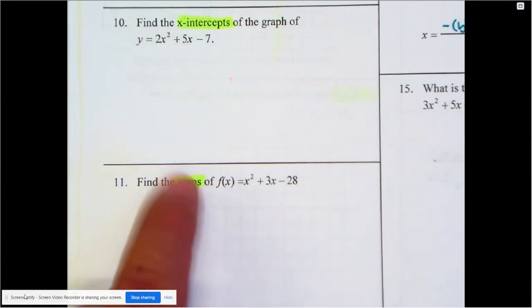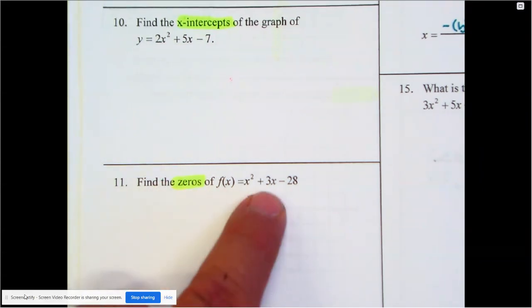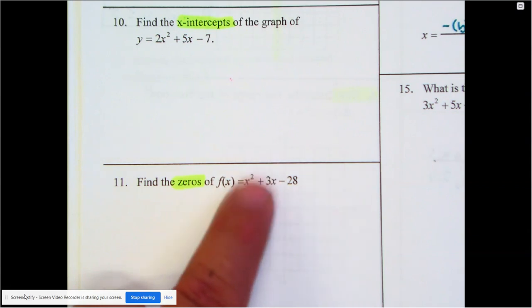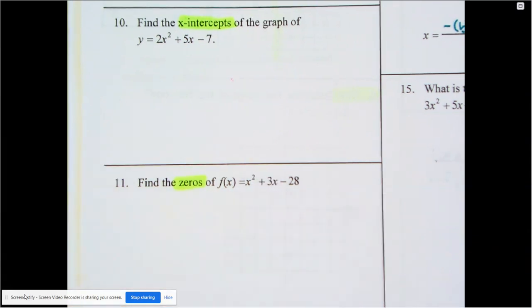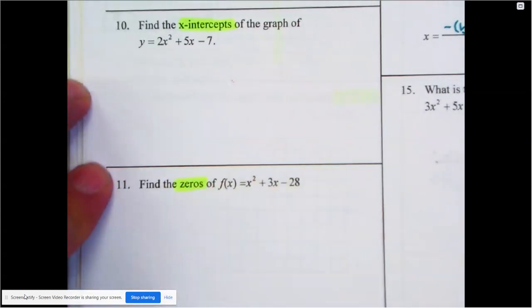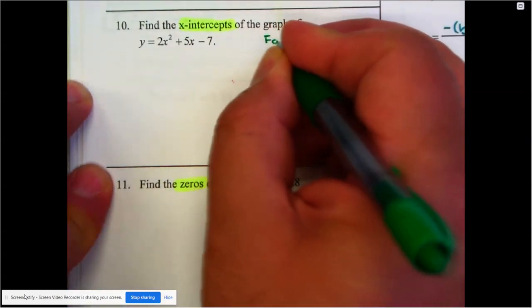Same thing on this one. It says find me the zeros. Option 1 is to factor. Option 2 is the quadratic formula. Go with the one you feel more comfortable with. So I'm going to try the factoring. So I'm going to factor first.